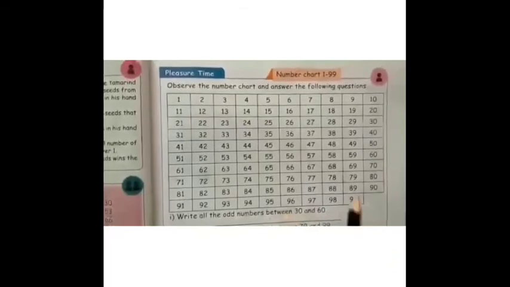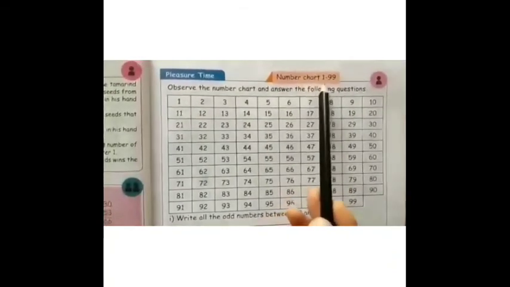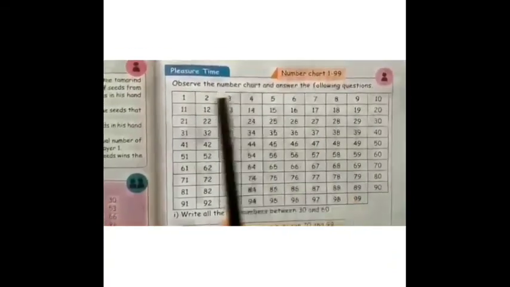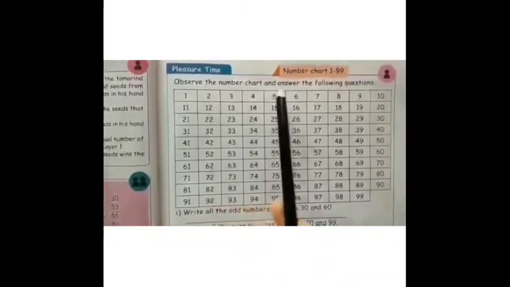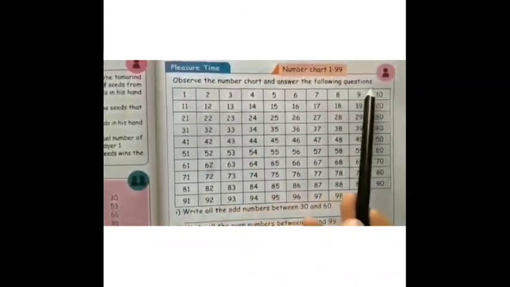Children, now let us see number chart 1 to 99. Observe the number chart and answer the following questions. Let us see the first one. Write all the odd numbers between 30 and 60.